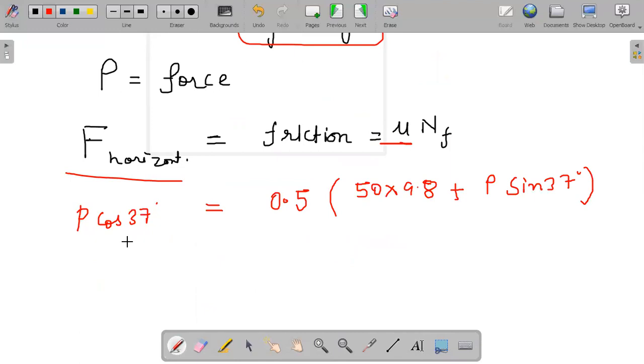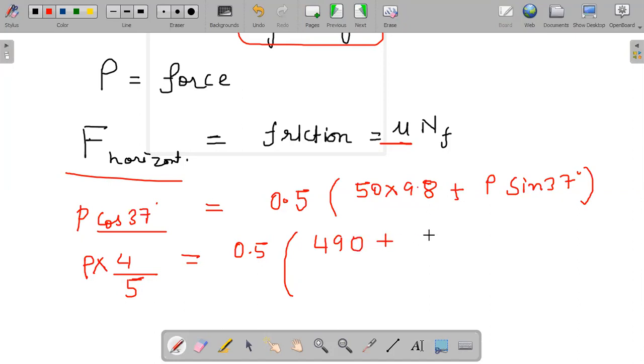कितना आ रहा है? Cos 37 I think it is 4/5. 50 ग्राम में है आंसर. नहीं kg है. 0.79. ओके. 0.5. 50 into 9.8 कितना होगा? 490 I think. 490. 0.6. P into 3/5. तो बस, P कितना आ रहा है?